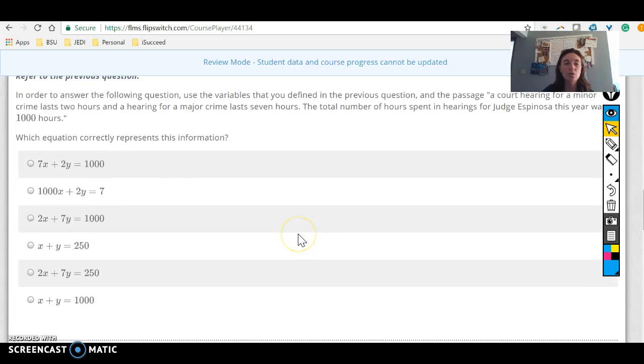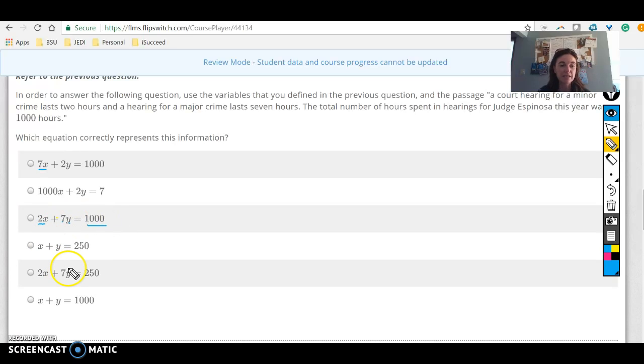Okay, so look here, this one looks like it might work. 7x plus 2y equals 1,000. Okay, remember x is the number of minor crimes, and the number of minor crimes take 2 hours. This would indicate that minor crimes took 7 hours. So we need to find a situation where 2 is multiplied by x. And this is one of them, okay? So 2 hours times the number of minor crimes plus 7 hours times the number of major crimes equals 1,000 hours.